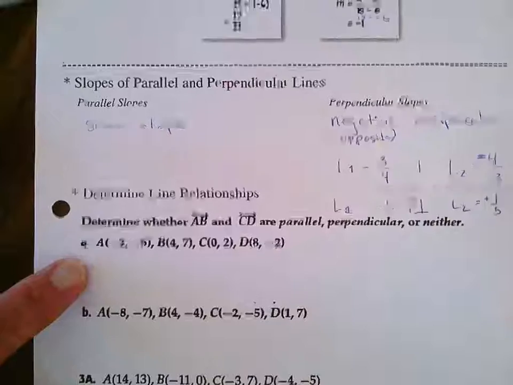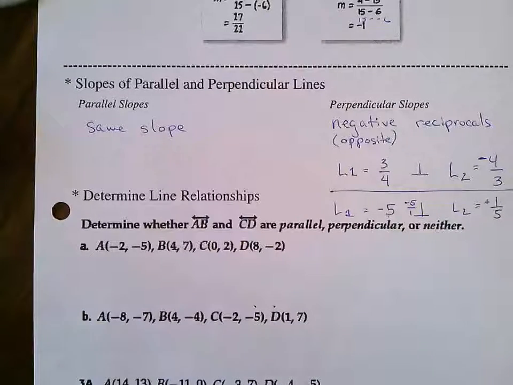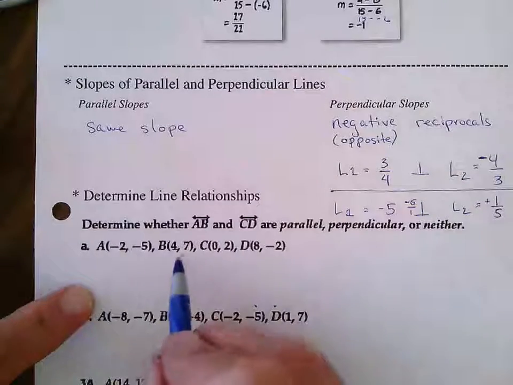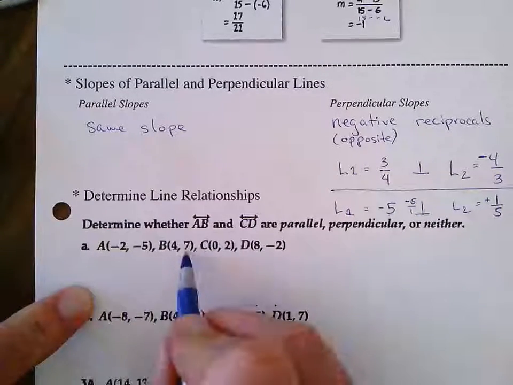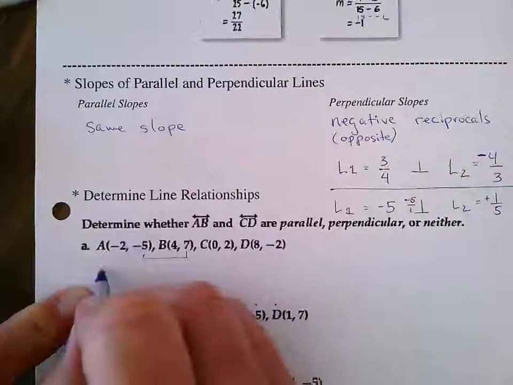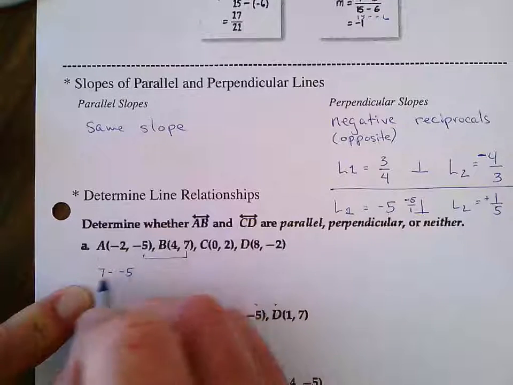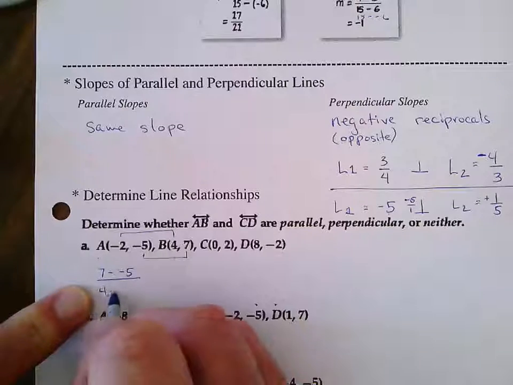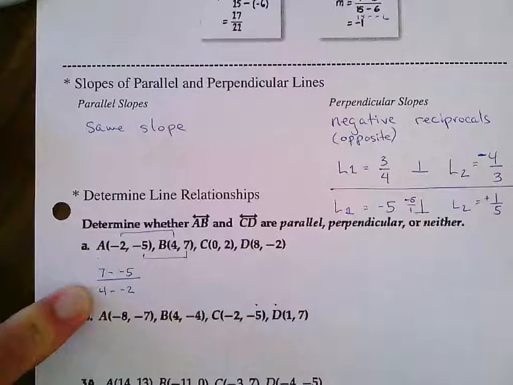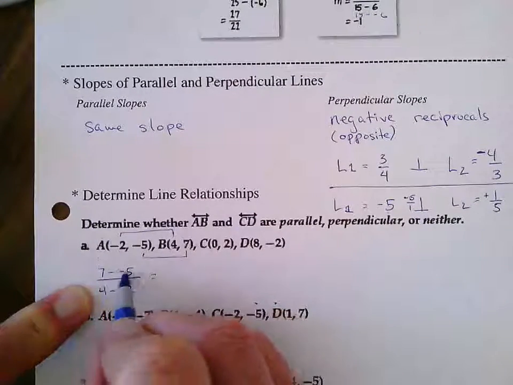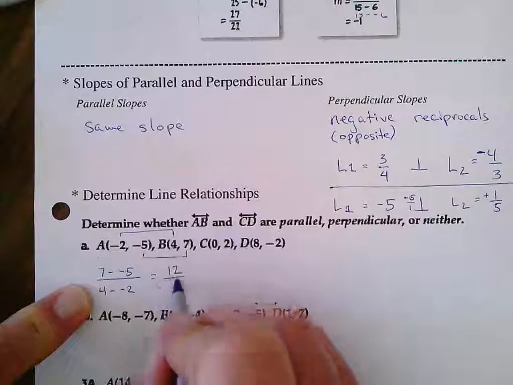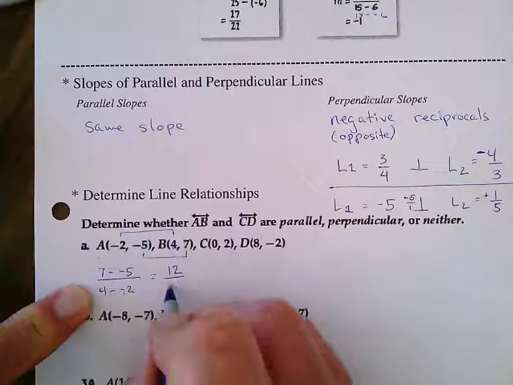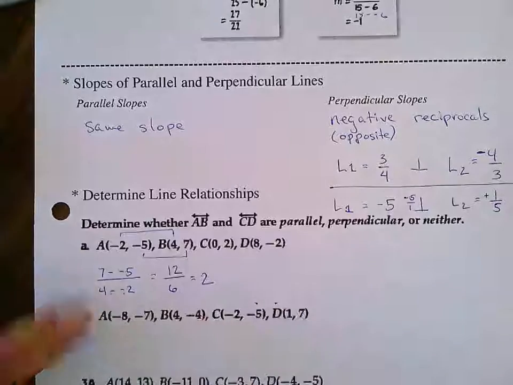So I'll do letter A for you here. Determine whether AB and CD are parallel, perpendicular, or neither. So what I'll do is find the slope of AB. That'd be 7 minus negative 5 over 4 minus negative 2. And that will give me, negative negative becomes positive, so that's 12 over, negative negative again becomes positive, 6. That is a slope of 2, so that's AB.